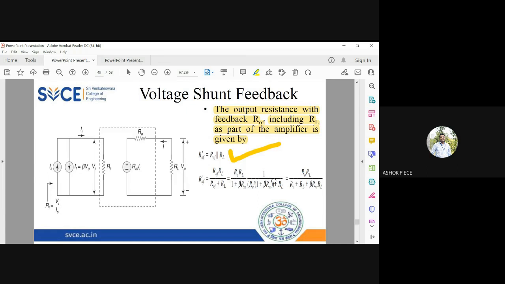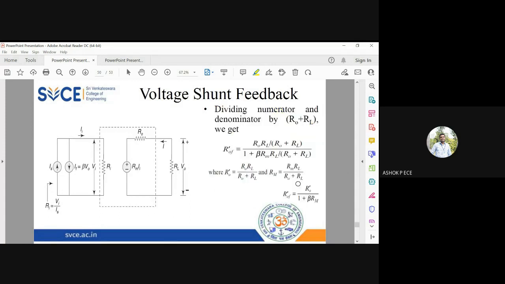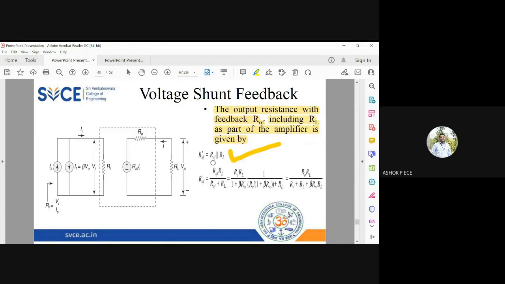So when resistances are parallel, we'll apply the formula R1 R2 by R1 plus R2. Okay, so apply that formula and simplify. Again, I say the simplification, see, all these are constants. It is just you have to bring it to some proper format. So after substituting the parallel resistance formula, you will get R naught RL by R naught plus RL plus beta into RM into RL.